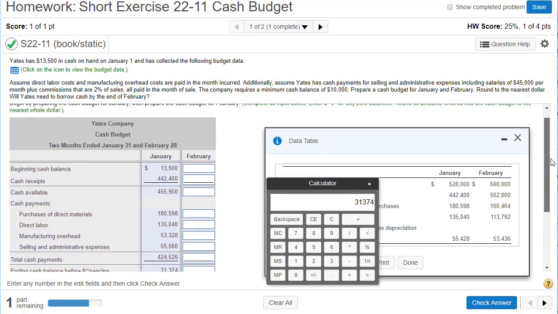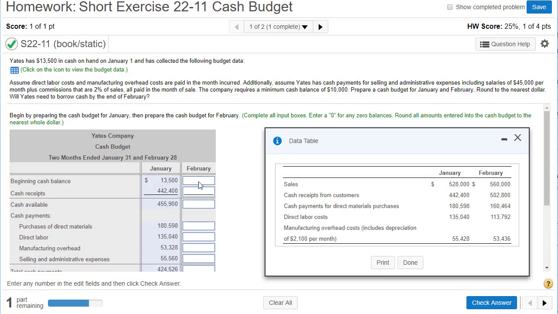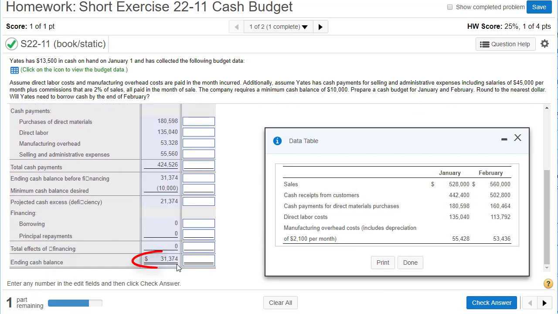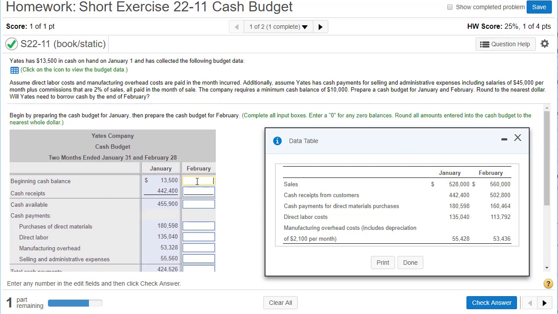All right. So the beginning cash balance for February is the same as the ending amount for January. So I'm going to copy this and paste it here. Cash receipts, we've got $502,800. Copy and paste. And so if we began the month with $31,374 and we added $502,800 with cash receipts, then the cash available, we're going to add those two. So that's $534,174.